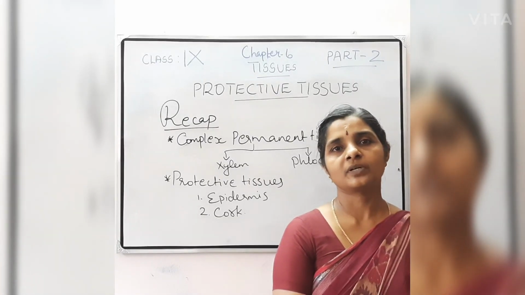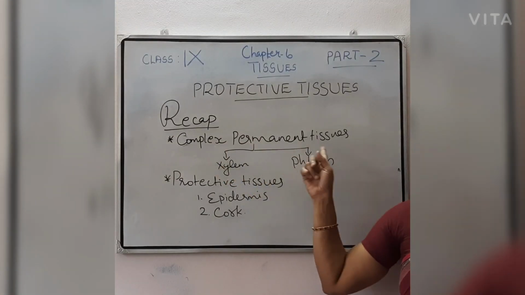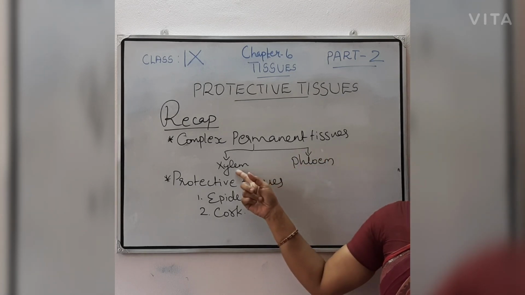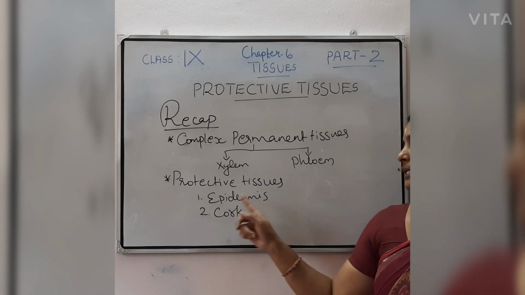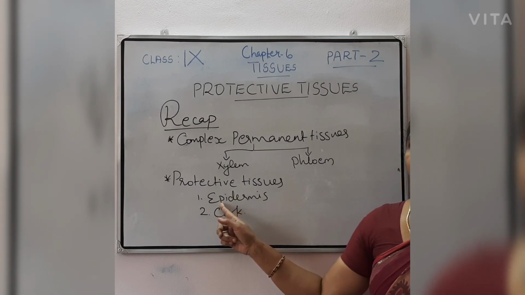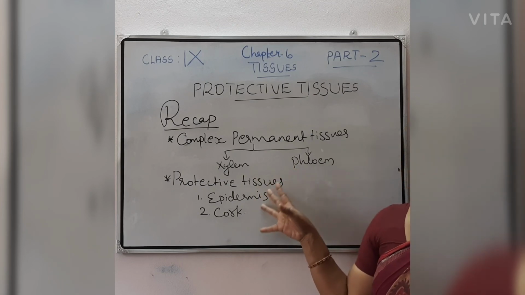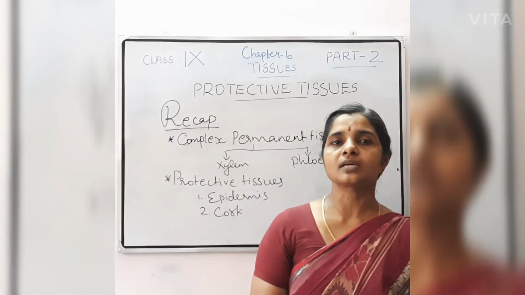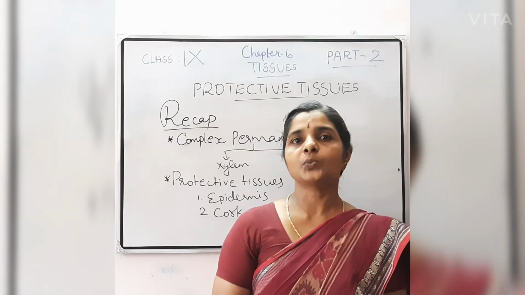Okay, let's recap today's topics. The complex permanent tissues, we studied about complex permanent tissue, of that about xylem and phloem. Then about the protective tissues. Two important protective tissues are epidermis and cork. All these tissues, their structure, their function, etc. So read the text very well, because all the points are there in the textbook. Read the text thoroughly and study well.